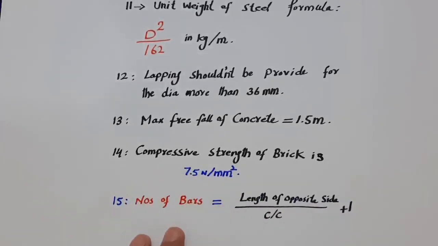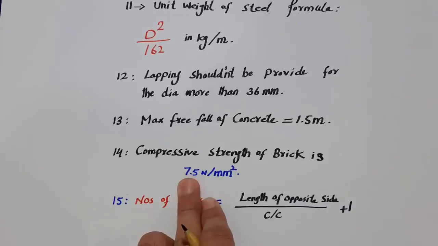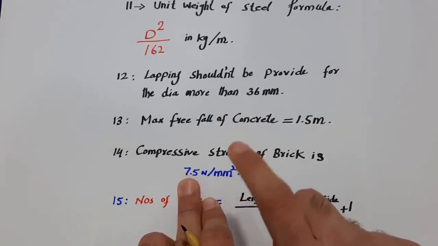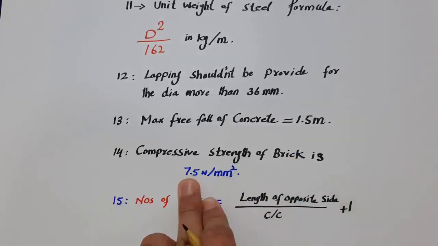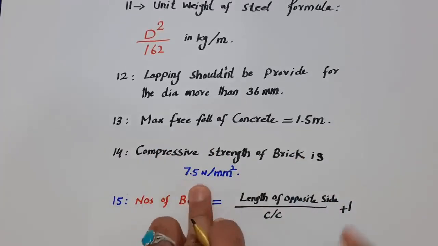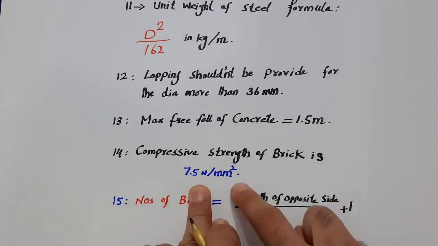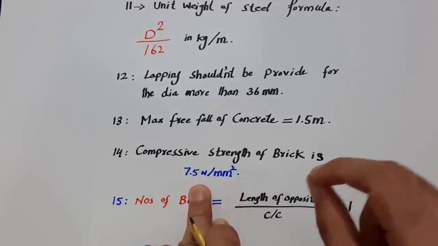Therefore, remember this point. The 14th one is, guys, compressive strength of brick, which is 7.5 Newton per mm square. It doesn't mean it should be exactly 7.5, but it should not be less than this. The compressive strength of the brick should not be less than 7.5 Newton per mm square generally.